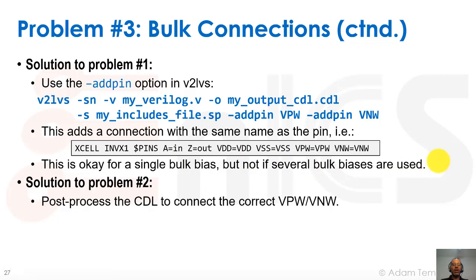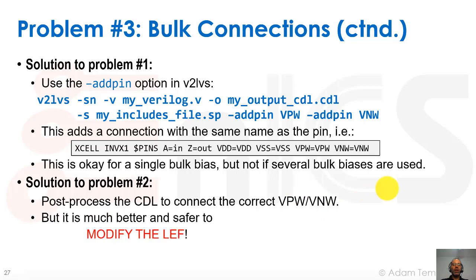So the solution is either to post-process the CDL to connect the correct VPW and VNW to each block. Again, that's not a great solution, but it does work. But it's much safer and better to modify the LEF and add this connection to VPW and VNW, so you have it in your Verilog gates that are spit out of the place and route tool, and you get the correct connectivity.